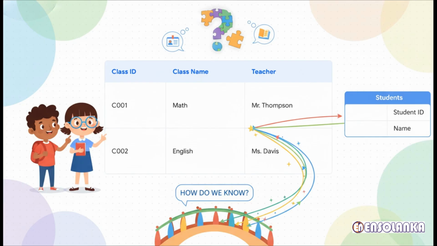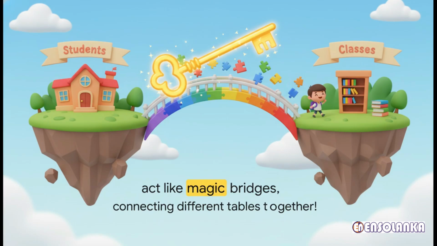And here it is, another table, this time for classes. It's got a unique ID for each class, the name of the class, and the teacher. So now we have 2 separate organized lists. But how do we know which student is in which class? This is where the magic really happens.